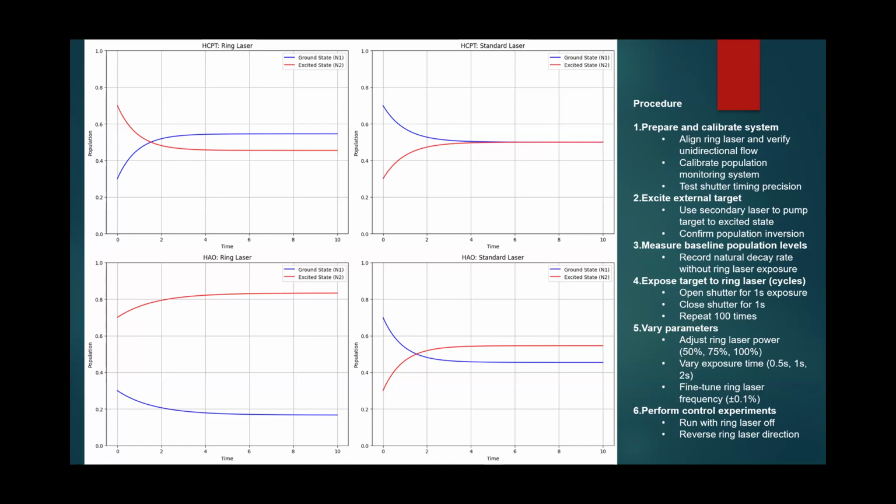Then we expose the target to our ring laser in controlled cycles, where we'll also be varying several parameters such as the ring laser power, exposure time, and the ring laser frequency. Finally, we'll perform control experiments, running the entire procedure with the ring laser turned off to isolate any effects from our measurement process or environment, and reversing the ring laser to test for any directional dependencies.